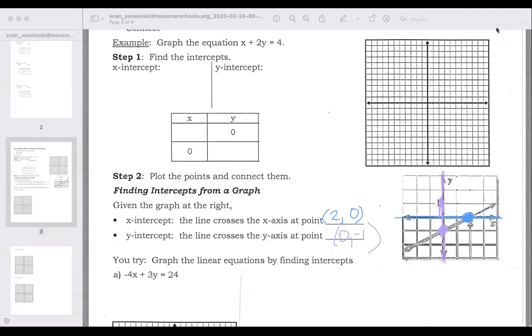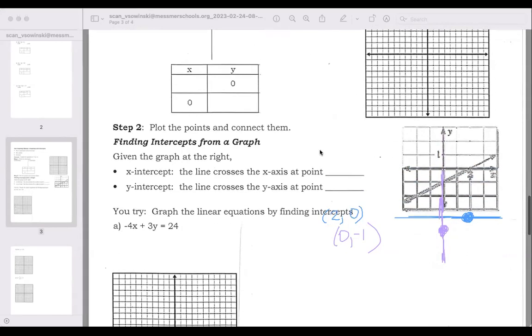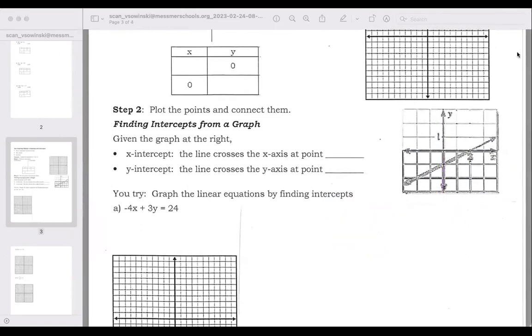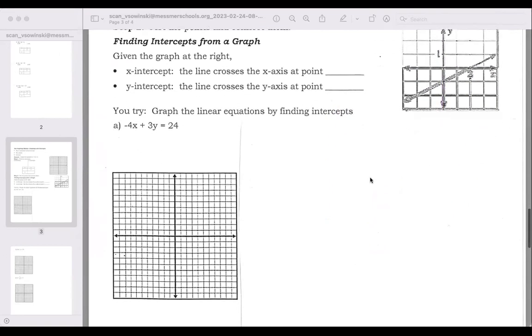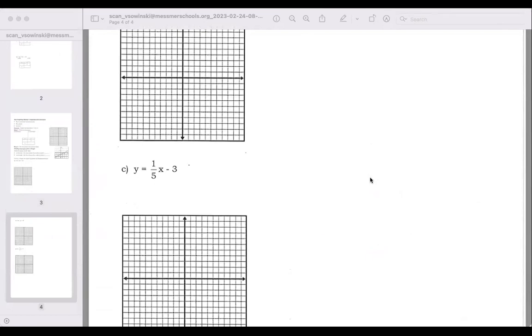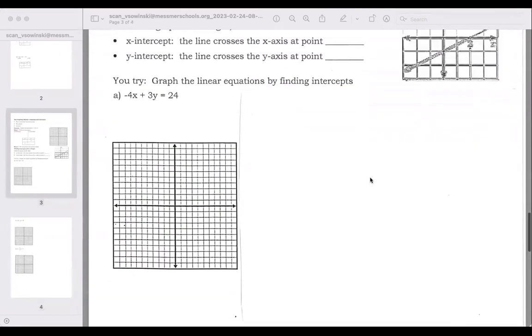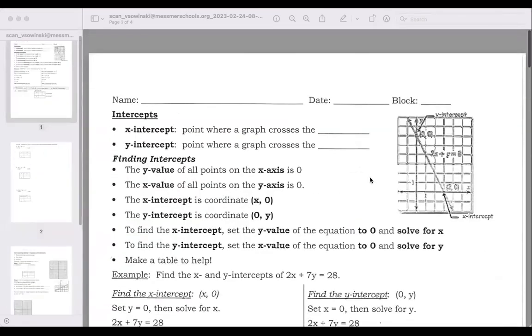Okay, so lastly, you're going to finish up this packet for homework. Down here, there are 3 graphing problems for you to try. So find the intercepts for A, B, and C, and then go ahead and graph those. And that is your homework. Let me know if you have any questions.